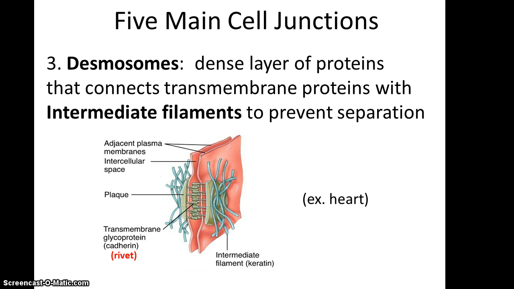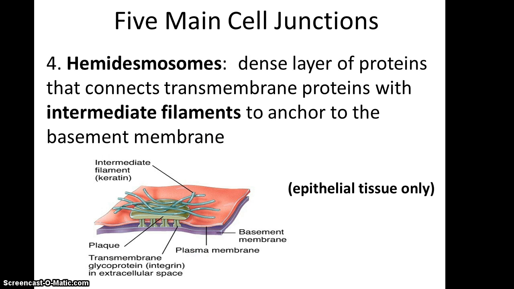Third is desmosomes. They also have a dense layer of proteins that are connecting transmembrane proteins with intermediate filaments, in this case, another player in the cytoskeleton. I like to think of desmosomes as sort of rivets that will tightly join the two cells together. This allows them to resist many strong forces. So a good example of where this is the heart. Because the heart is constantly pumping and contracting, we really don't want those cells to rip apart.